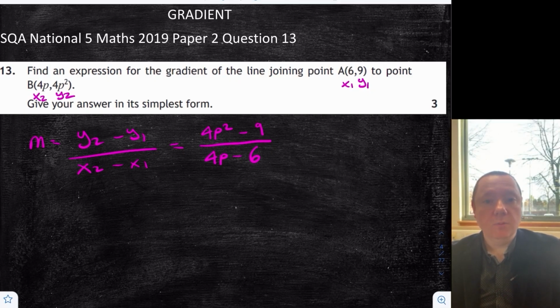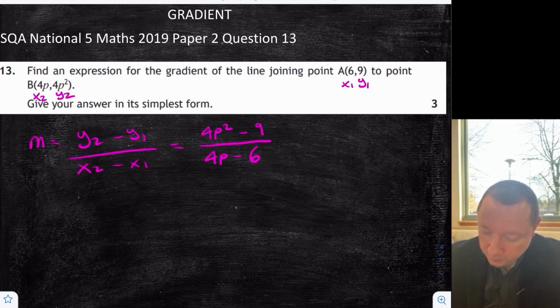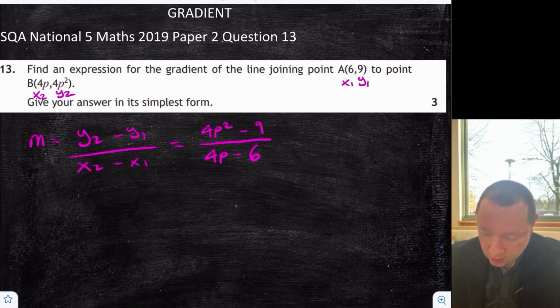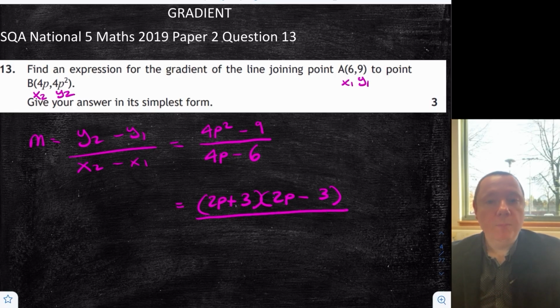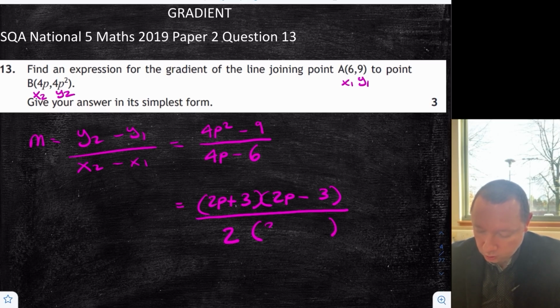You'll get a mark just for substituting it in, but then we need to tidy that up. It's now become algebraic fractions. So we can factorise the top and maybe the bottom and then work on it there. So 4p squared minus 9 is a difference of two squares. So that is double brackets, square root of 4p squared is 2p, the square root of 9 is 3. So it's 2p and 3 in both brackets, plus in one, minus in the other, all over. And 4p minus 6 has a common factor. The common factor would be 2, so I can take 2 out as a common factor. 2 times 2 is 4, so it's 2p. 2 times 3 is 6, so it's minus 3.